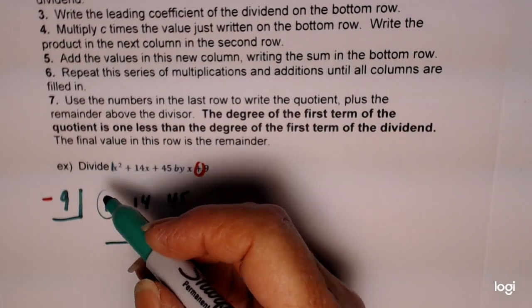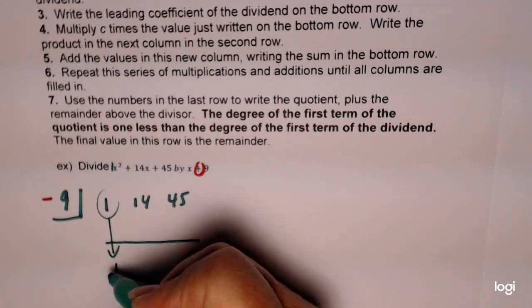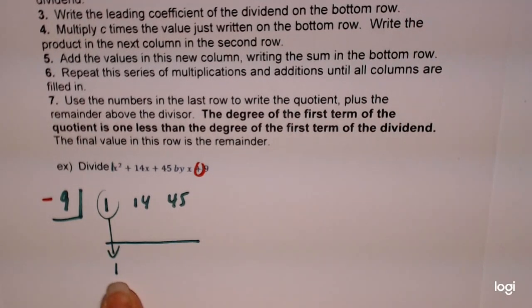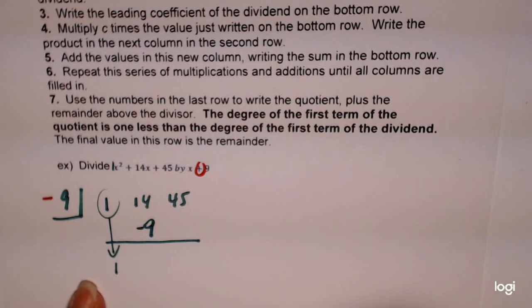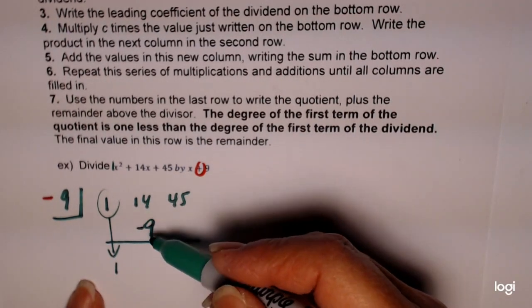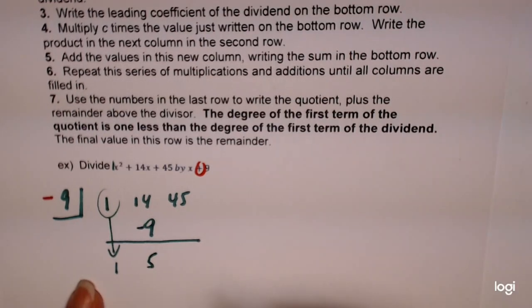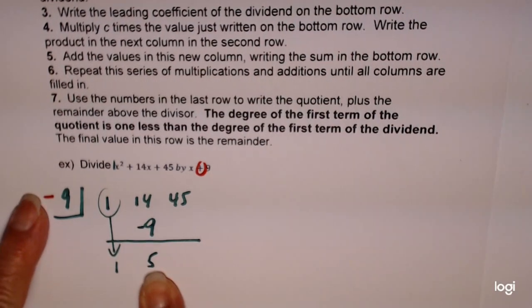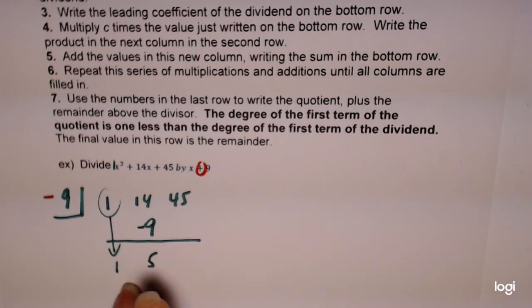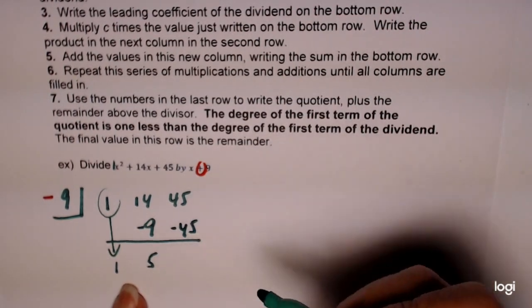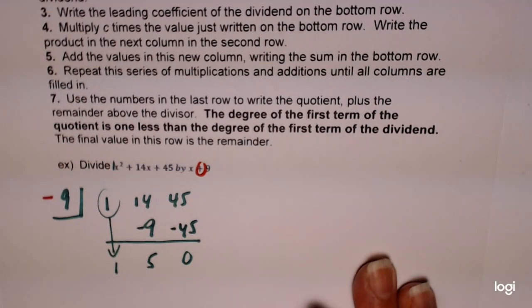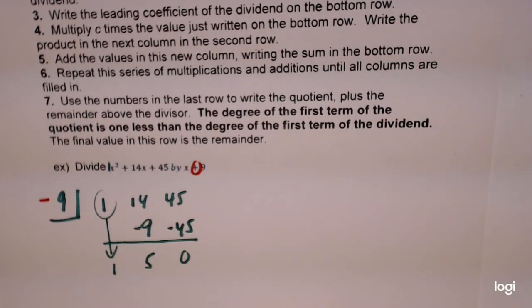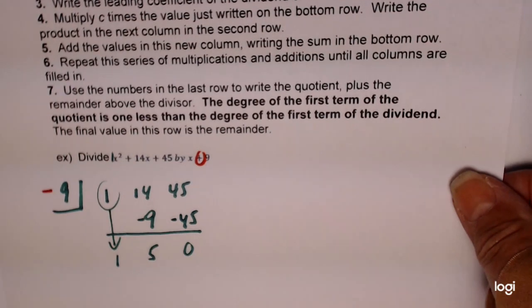This first term we just drop down here, always. Now we multiply. Negative 9 times 1 is negative 9, and we add: 14 minus 9 is 5. Now we multiply negative 9 times the 5. Negative 9 times 5 is negative 45, and we add: 45 and negative 45 is 0, and we are done. There's no more information, no more columns, so we are done.